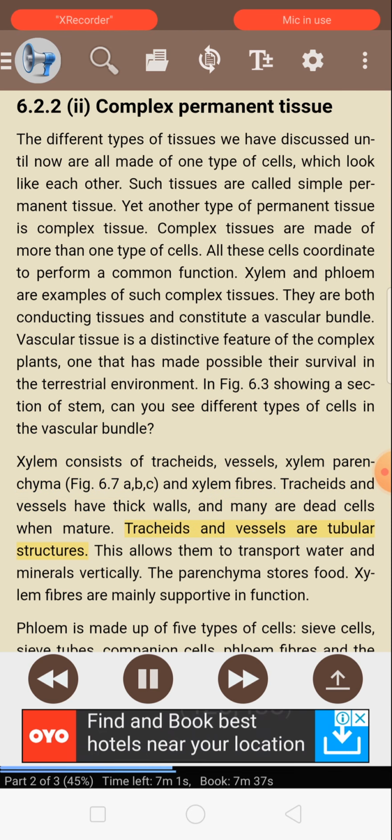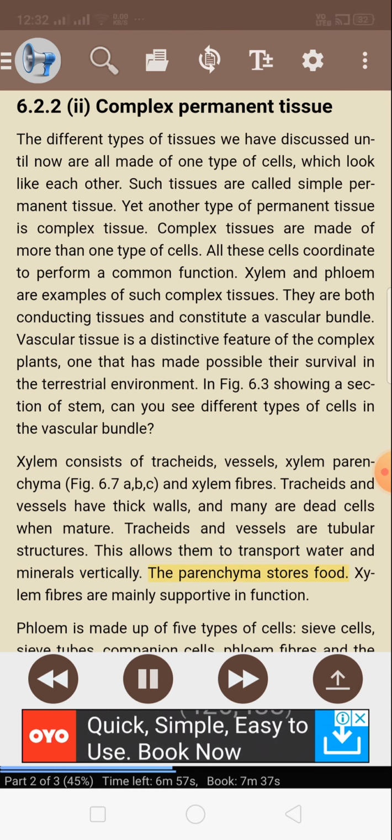Tracheids and vessels are tubular structures. This allows them to transport water and minerals vertically. The parenchyma stores food. Xylem fibers are mainly supportive in function.